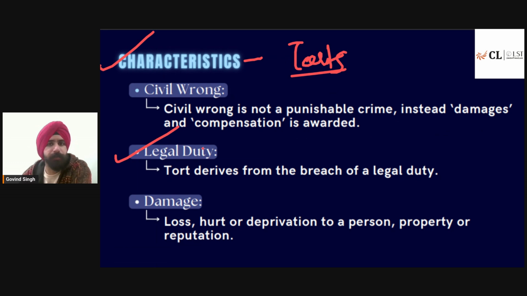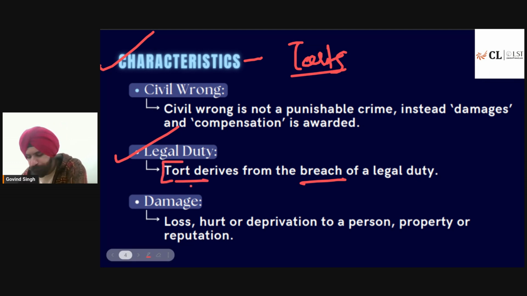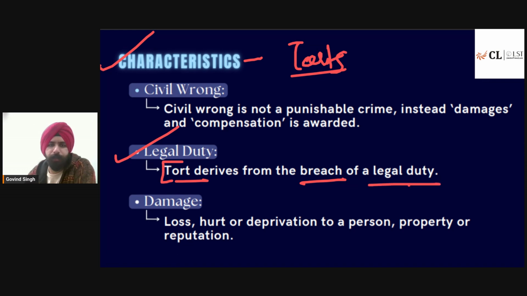Now, what do we mean by having a legal duty? You need to have an obligation which you have breached, and that is how a tort comes into the picture. So, to give you an example, you have a legal duty to keep your surroundings clean, to keep your neighborhood clean. And if you breach that legal duty, you are committing a tort. Okay. Now, this is just one example. There could be multiple, n number of examples.